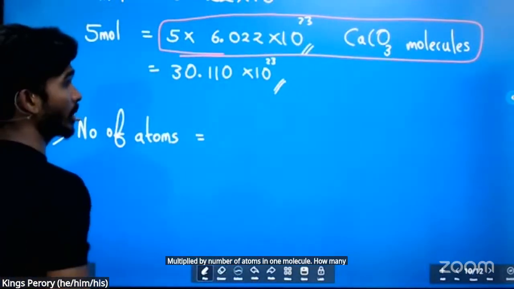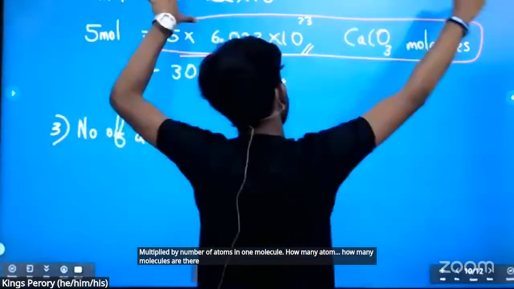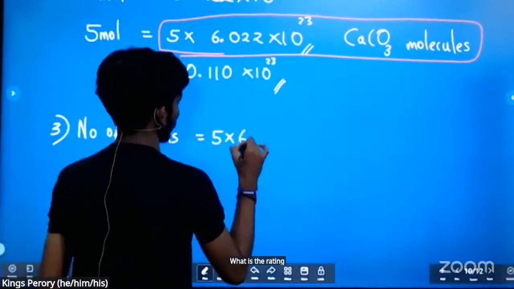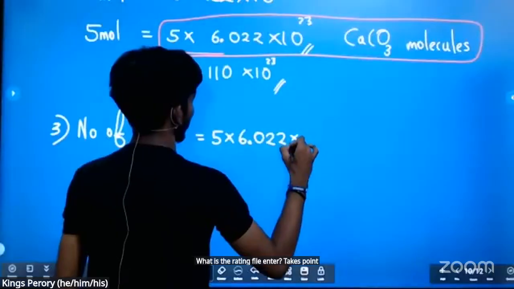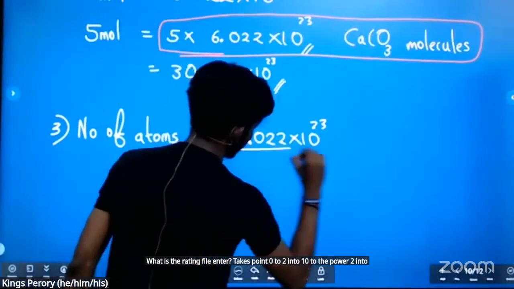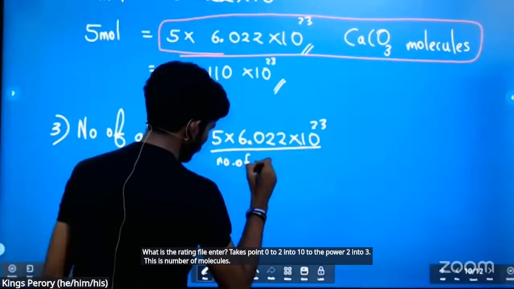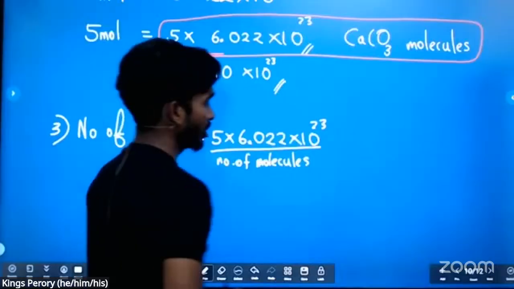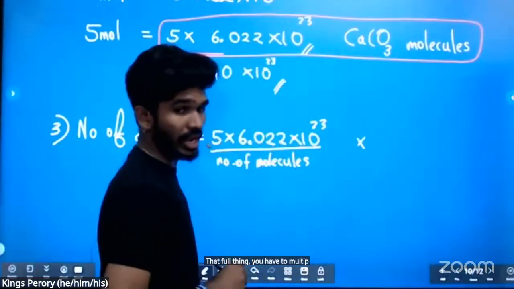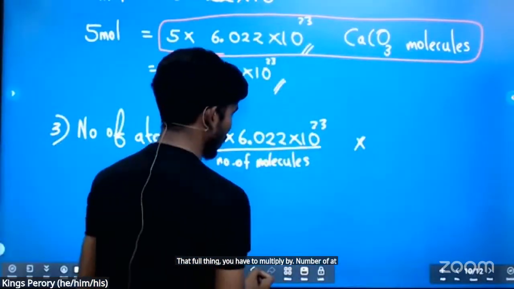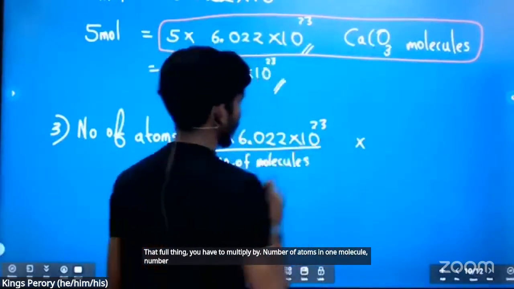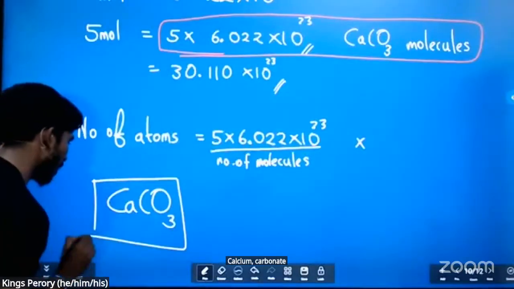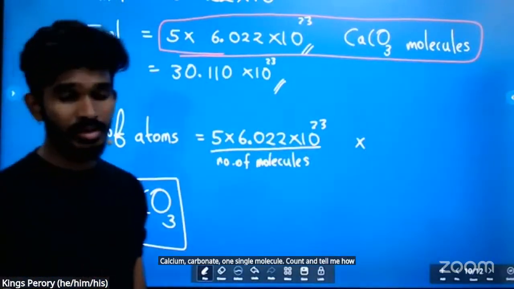How many molecules are there? This red thing is the number of molecules. What is the red thing? 5 into 6.022 into 10 to the power 23. This is the number of molecules. That full thing you have to multiply by the number of atoms in one molecule. Tell me, calcium carbonate, one single molecule. Count and tell me how many atoms are there?